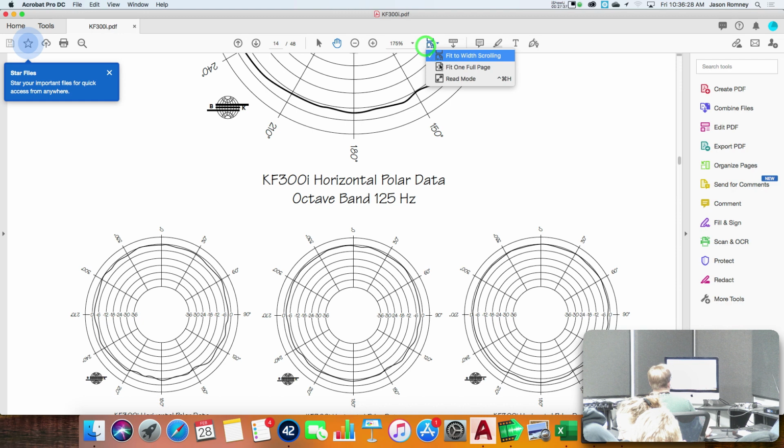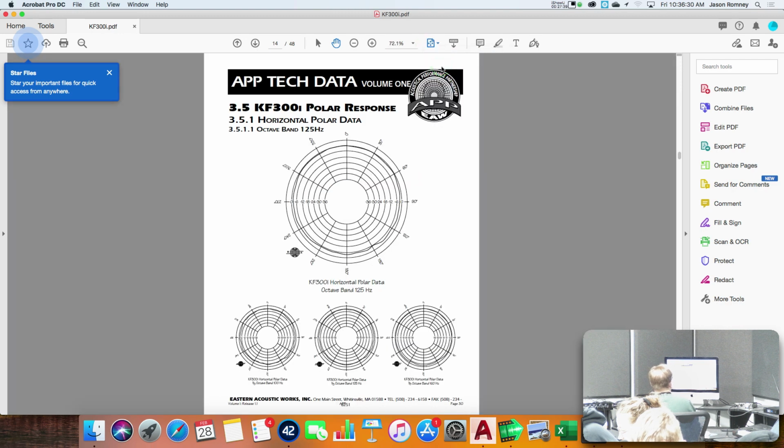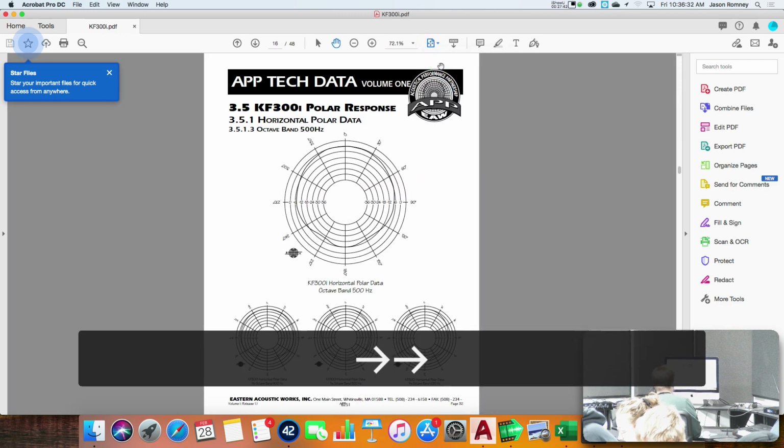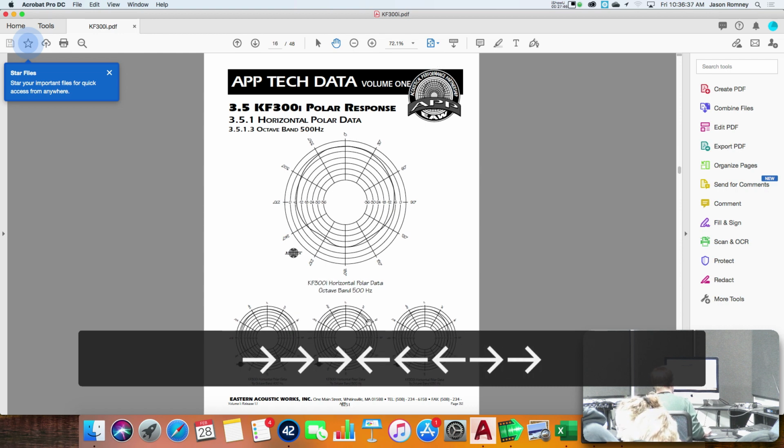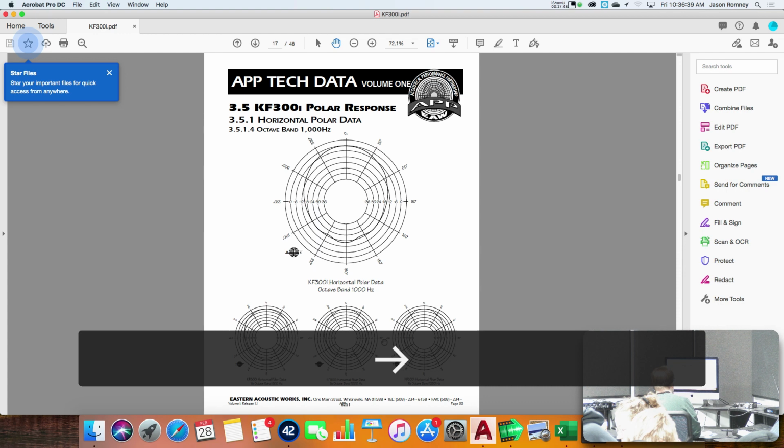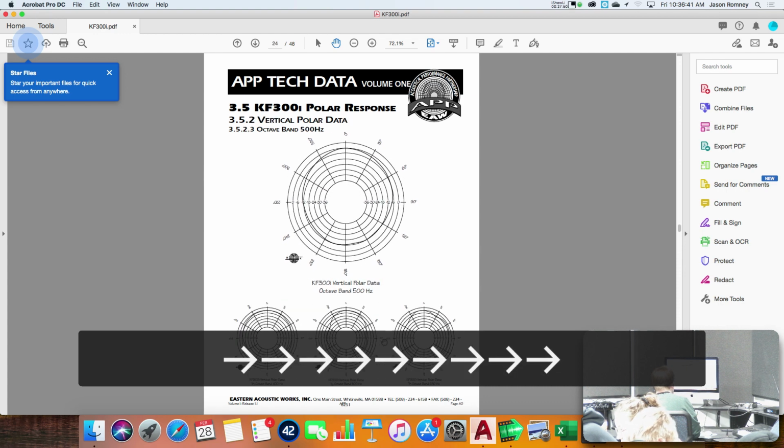Here's polar plots, and they've got them for every frequency. Well, every octave band. And then they go third octaves down here. So let's start with the vertical, because we know how to do that. And I'll start at 1K.